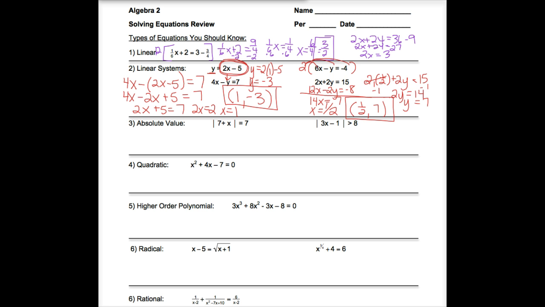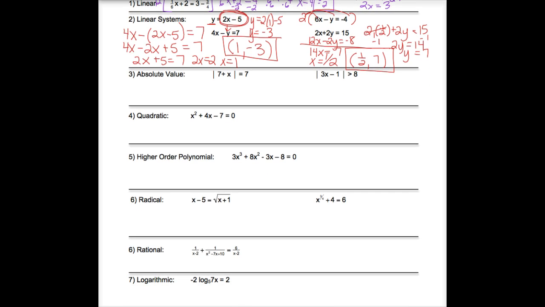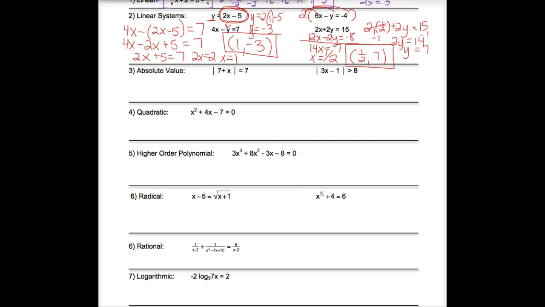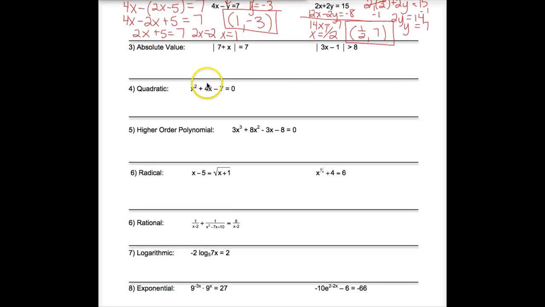All right, moving right along, absolute value equations and inequalities. Also review from Algebra 1 that we covered first semester. So when it's an equation with an absolute value, you set up an and. You do 7 plus x equals 7, just like the original. You write and, then you do 7 plus x equals the opposite of the original, which would be -7. And then you solve both of them.